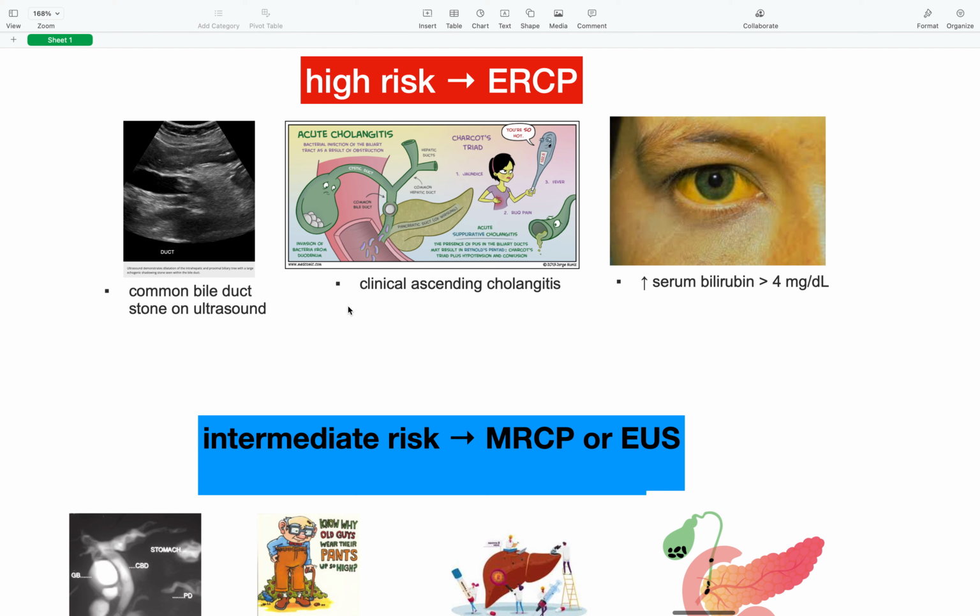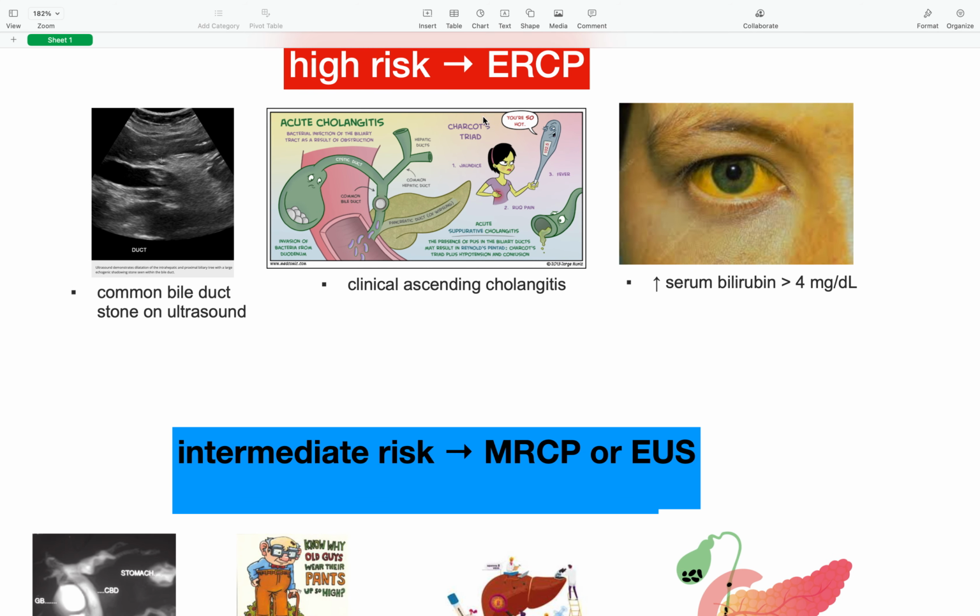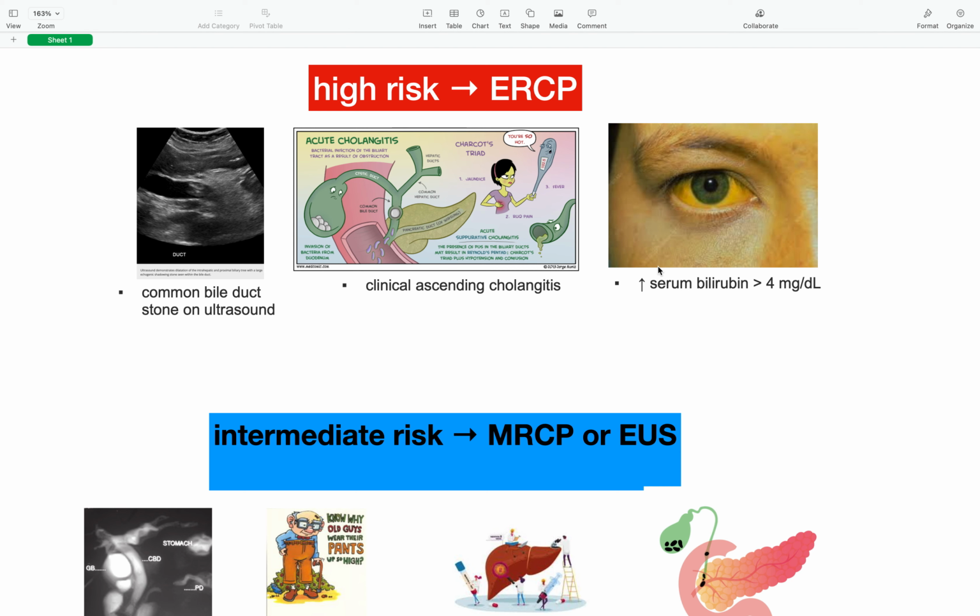Number two, clinical ascending cholangitis. So ascending cholangitis is usually a Charcot's triad. It presents with jaundice, fever, and right upper quadrant pain. So if there is any clinical significance for ascending cholangitis, or there is severely elevated bilirubin, more than 4 mg per dL, patient is jaundiced, then these patients are high risk group and immediate ERCP is indicated.